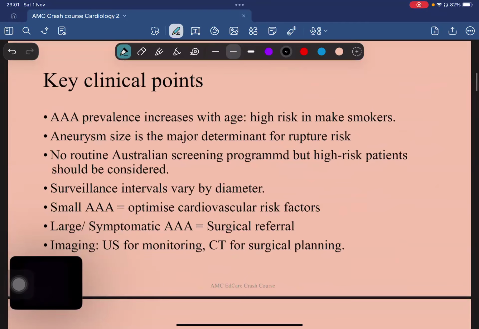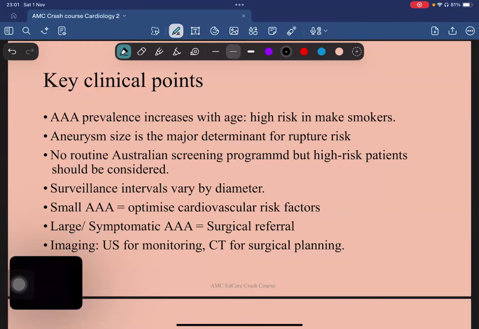So when it comes to abdominal aortic aneurysm, what we would want to know for AMC is that it's a very silent killing disease of old male smokers. So just remember those days, old male smokers. And also remember that size is everything when it comes to this. So the larger it is, the higher the rupture risk. Aneurysm size is the major determinant for rupture risk. Just remember those tables that we just discussed.